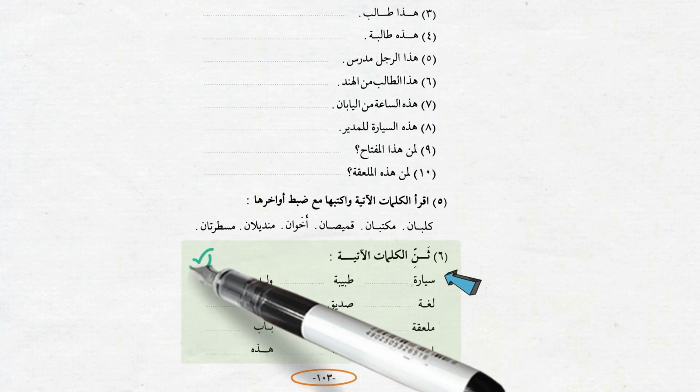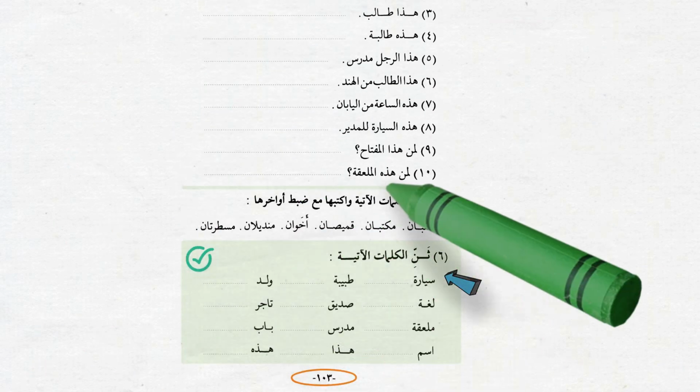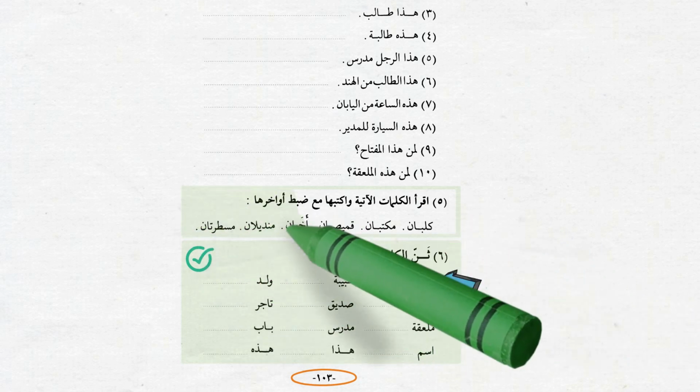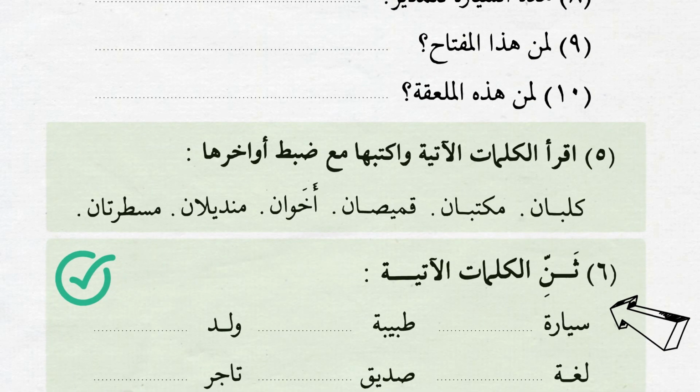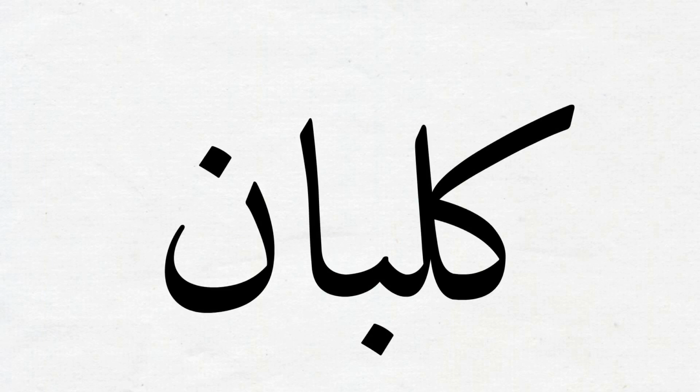That was the end of the exercise. Let's now go backward and do exercise 5. Here we have a few words in muthanna form given without any vowel signs. We need to read them correctly with appropriate vowels. Here is the first word. How do we read this?